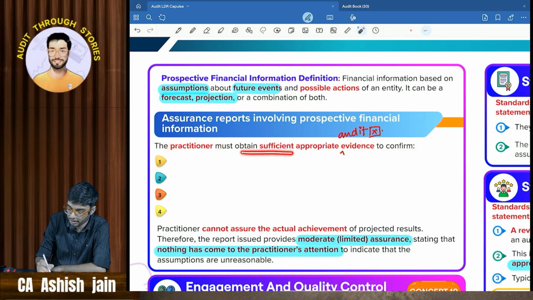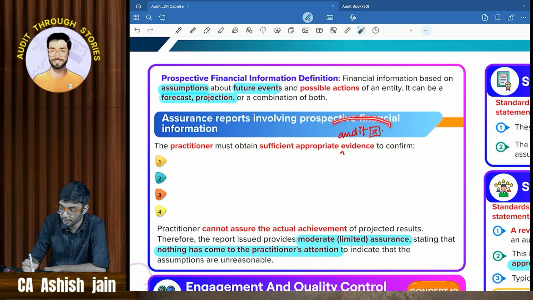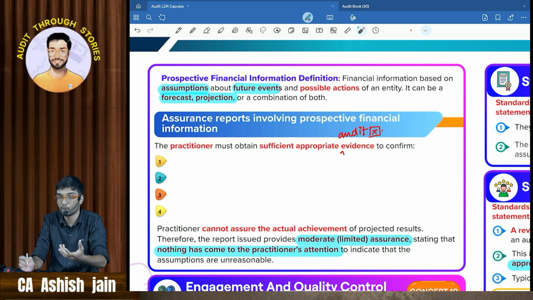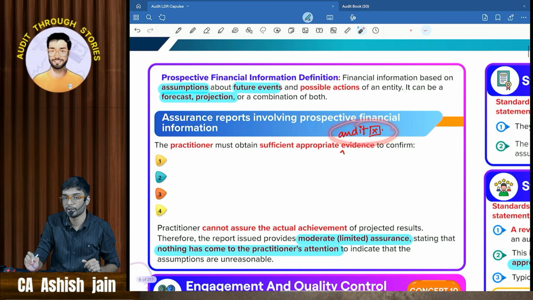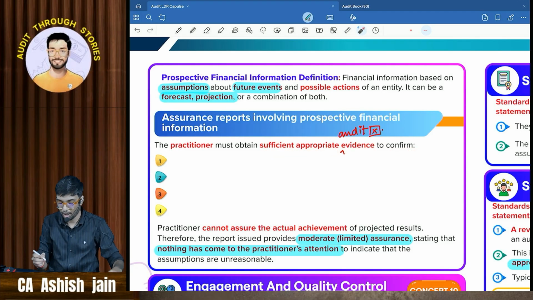The practitioner must obtain sufficient appropriate evidence. Here the auditor is not going to collect audit evidence. Since prospective financial information is not an audit, don't use the word audit over here. Sufficient appropriate evidence to confirm. Now we will be writing these 4 points.